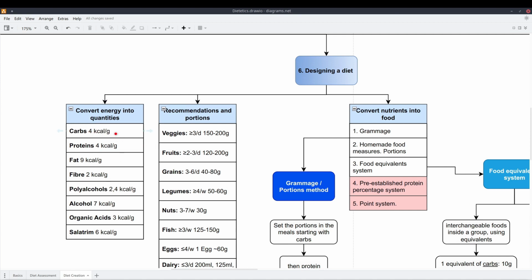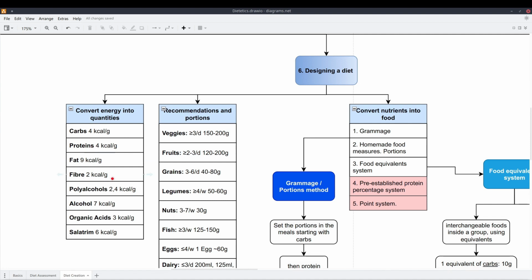So 1 gram of carbohydrates equals 4 calories. Proteins, 4 calories per gram as well. In reality, this is 5.2, but there is the thermogenesis of proteins that will burn 1.2 kilocalories per gram, and therefore it's 4, as with carbs. Fats, 9 calories per gram.